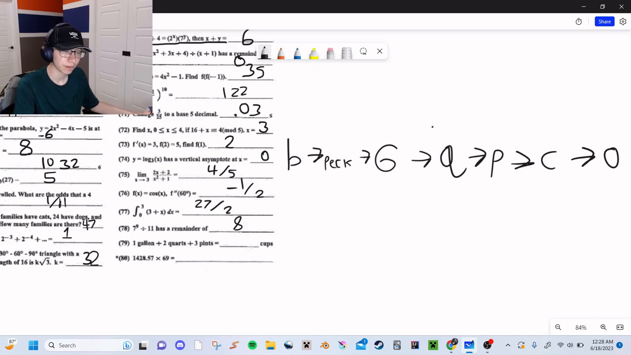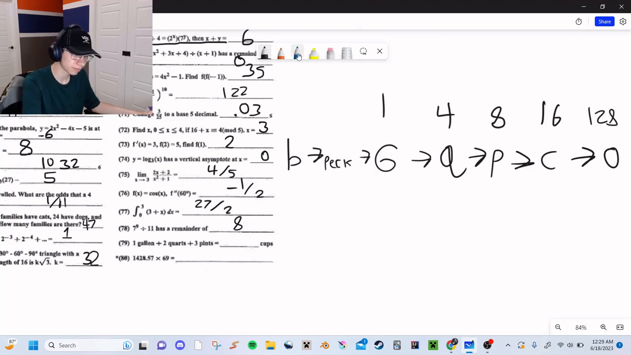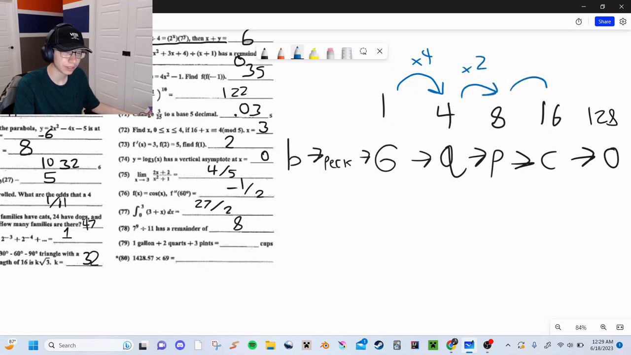So first let me show you, starting with gallons. If I had 1 gallon, I have 4 quarts, and I have 8 pints, 16 cups, 128 ounces in a gallon. So I have to multiply by 4 here, by 2 here, by 2 here, by 8 here for each successive step.